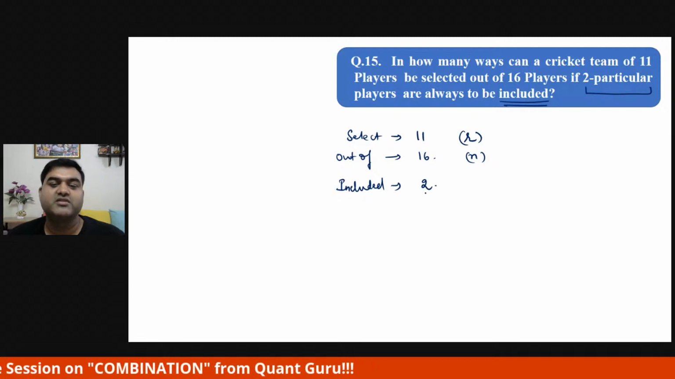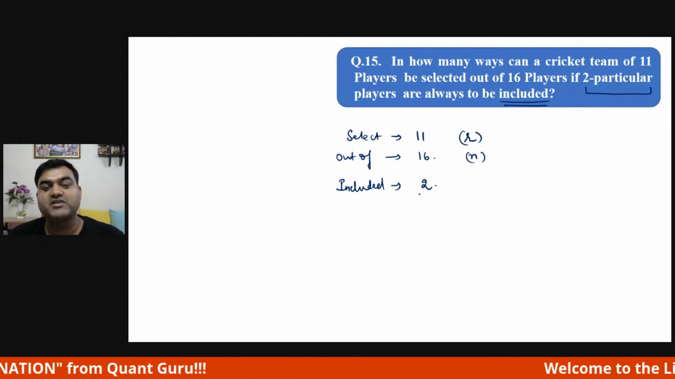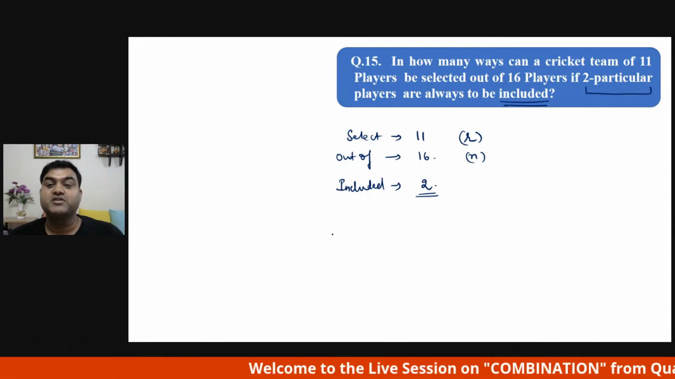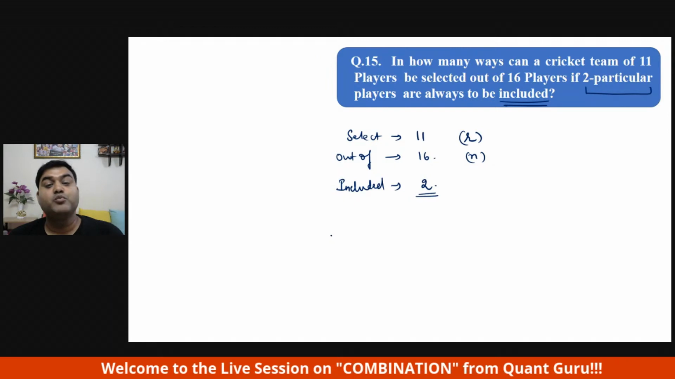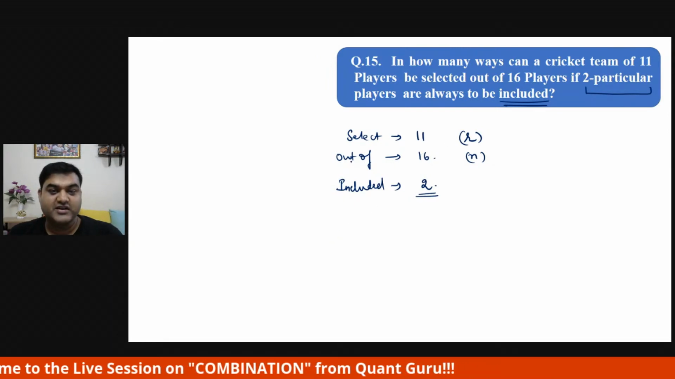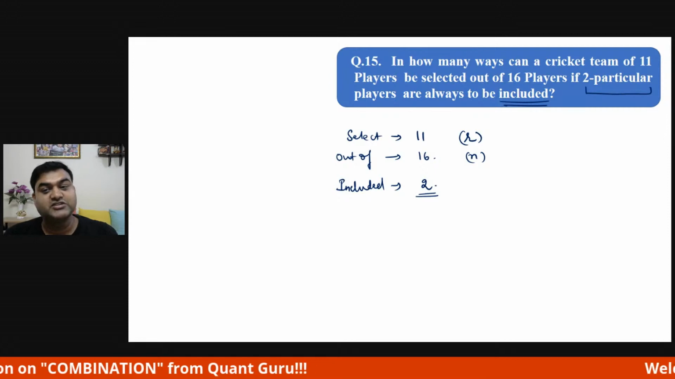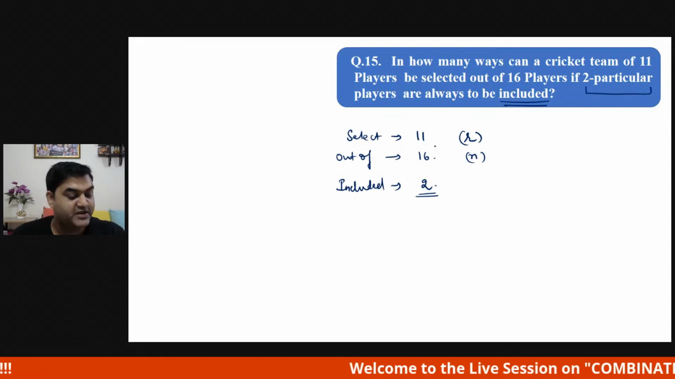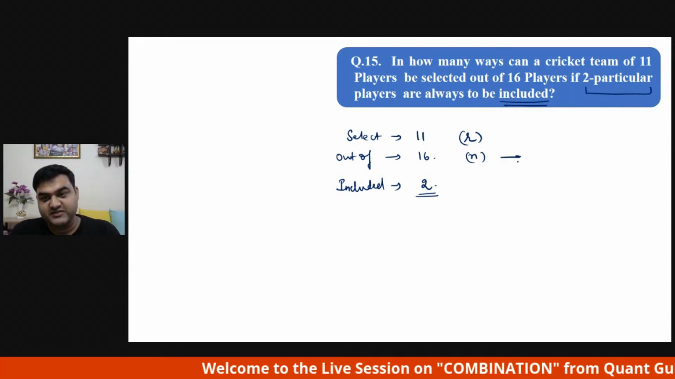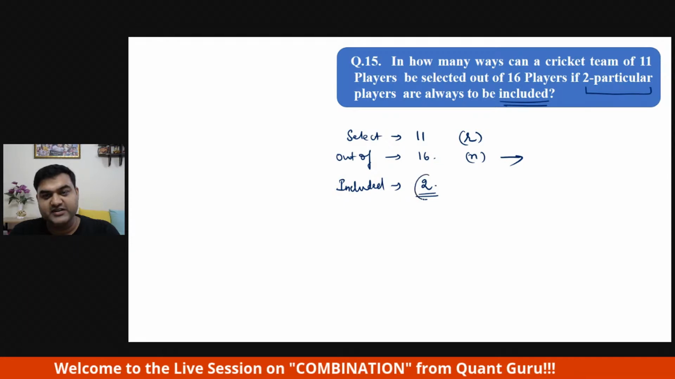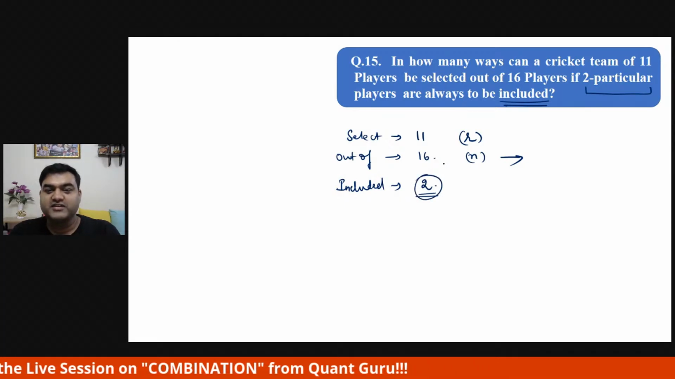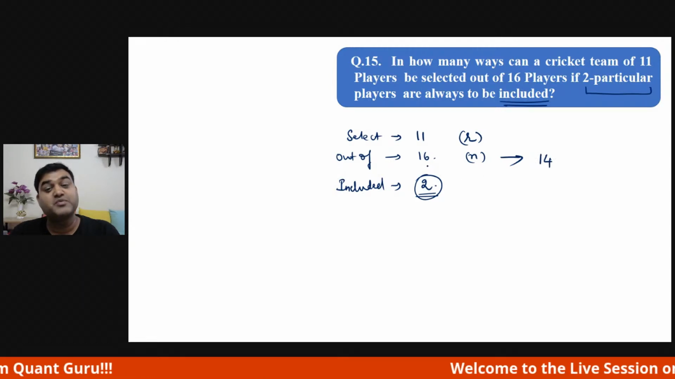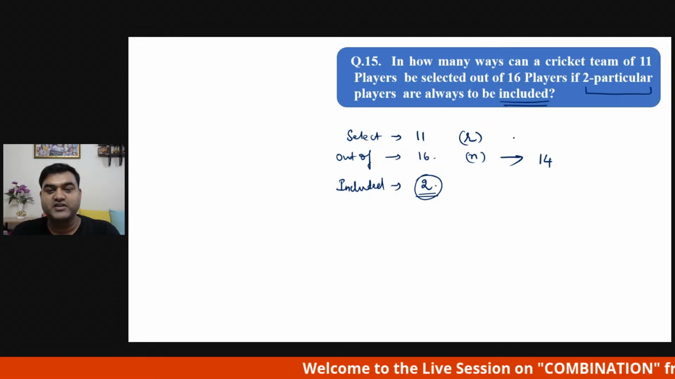Suppose we were talking about CSK. One is captain, another one is vice captain. They have to be included every time, right? One captain and one vice captain in the cricket team are to be included. So how many are left? Out of 16, 2 are already fixed, already included, so this becomes 14, because 2 are already there. So 14 are remaining.